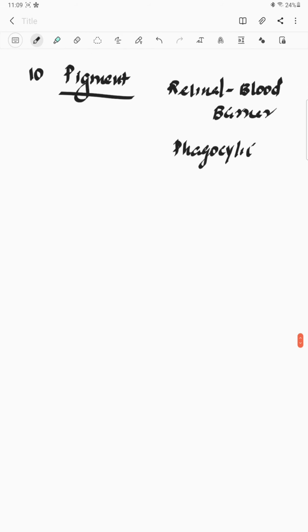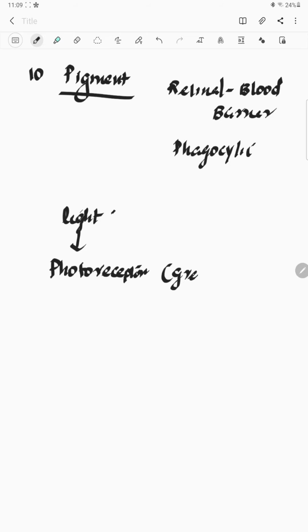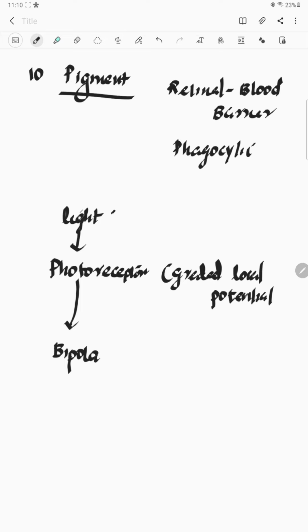When light falls on eye, the photoreceptor first picks up the light. Then it generates graded local potential. From the photoreceptor, it goes to bipolar cells. Bipolar cells seen in inner nuclear layer.